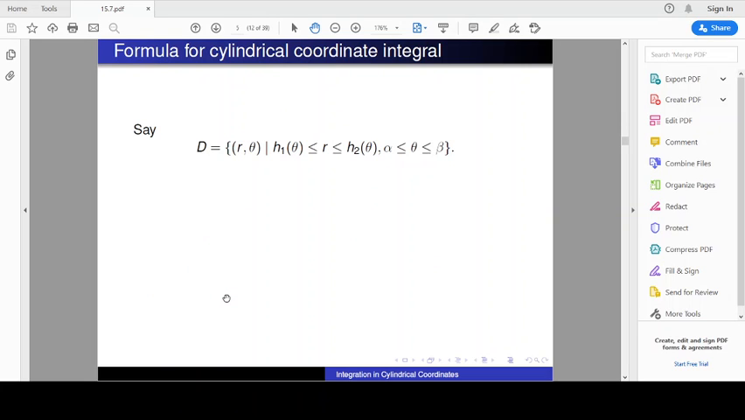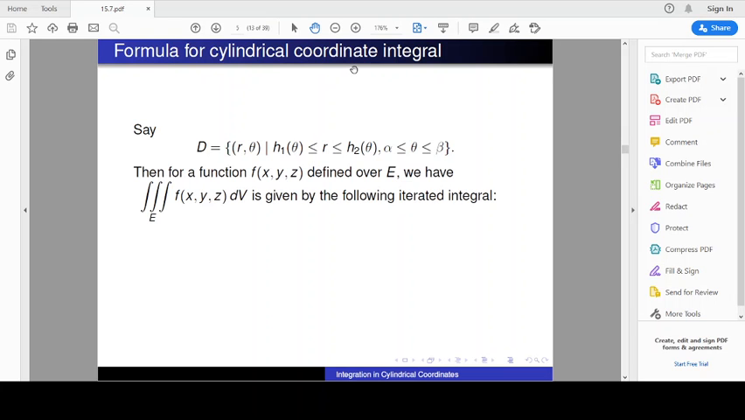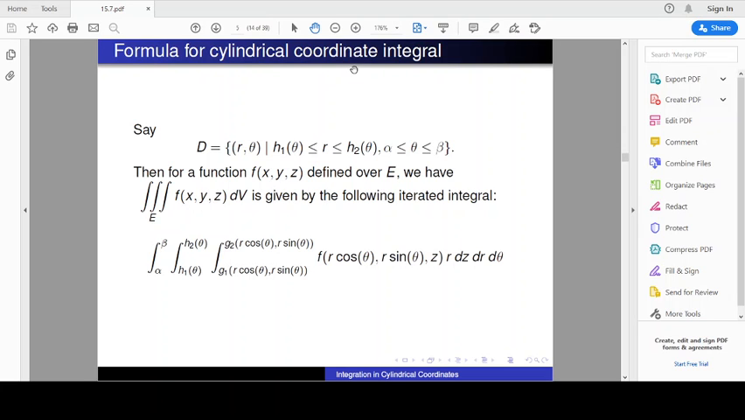So let's say that region D in the xy plane is nicely modeled by polar coordinates, and it has the form, say, the set of all r, theta, where r goes between the graphs of two functions of theta, say h1 of theta and h2 of theta, and theta goes between two constant values, alpha and beta. So this is like our standard polar non-box that we saw in the previous lecture. Then for a function f of x, y, z that's defined over that region of space, we can take the triple integral of that function f over E by doing an iterated triple integral in cylindrical coordinates.